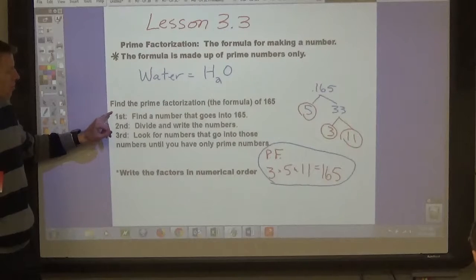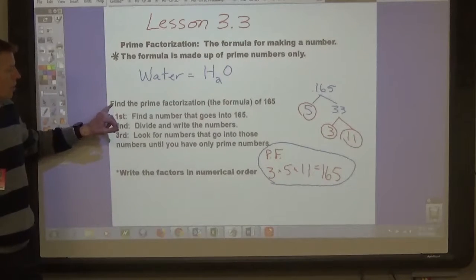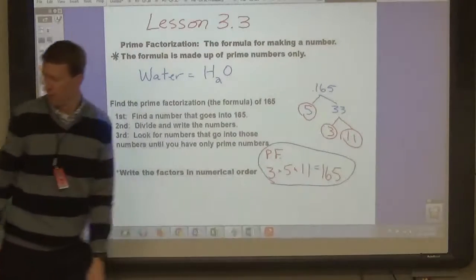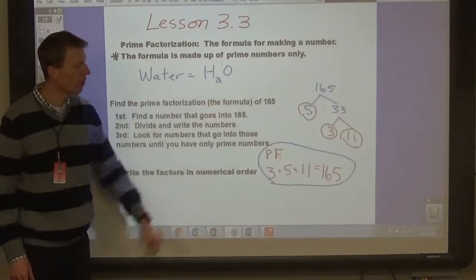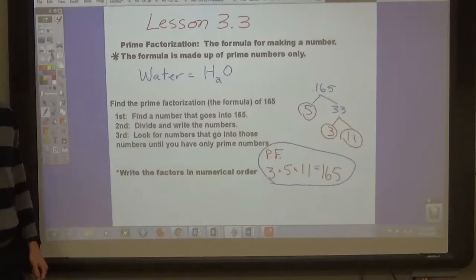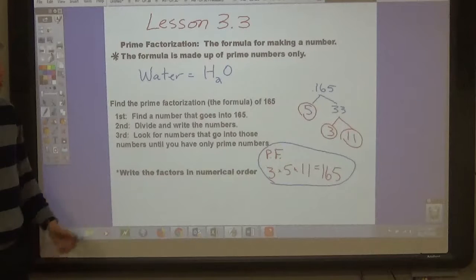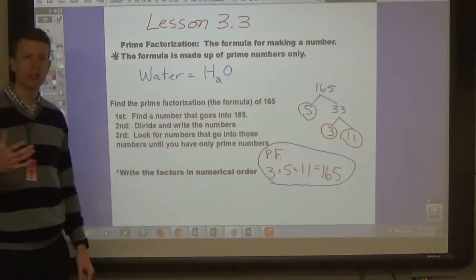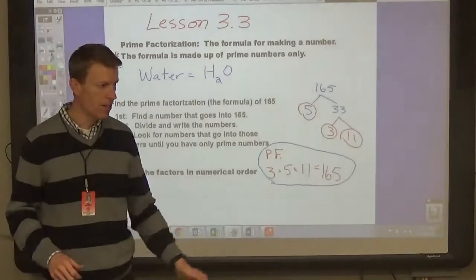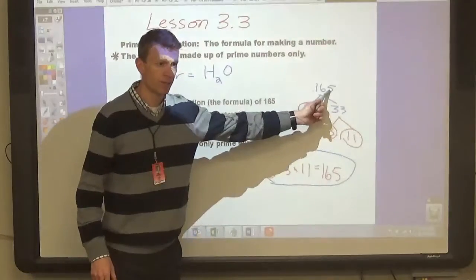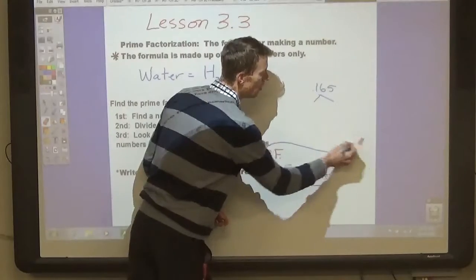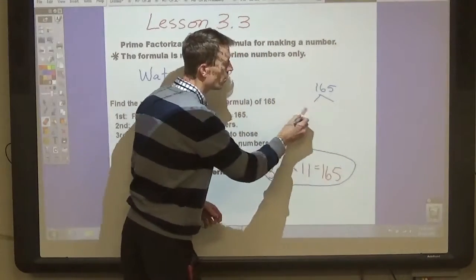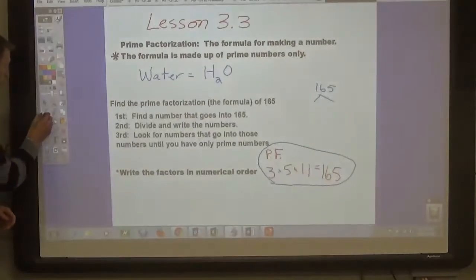And here's the procedure. First, you're given a number like 165. You have to look at that number, and figure out, by looking at it or by adding the digits, what number could go into 165. So this is where we use those divisibility rules. The number ends in a 5, right? So you may not know how many times 5 goes into the number, but you know it's divisible by 5.